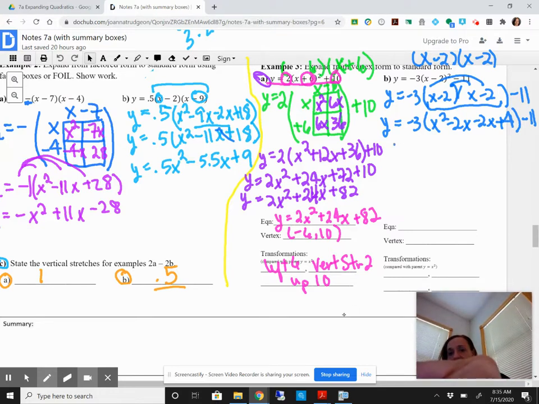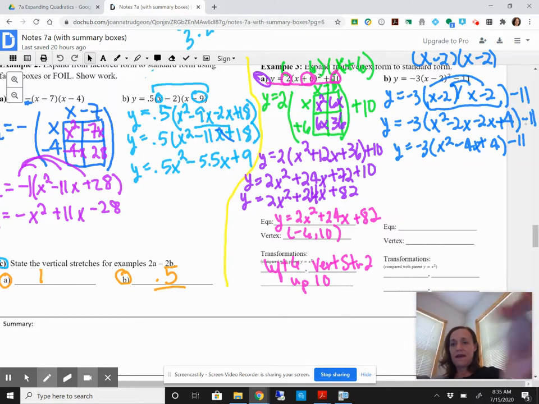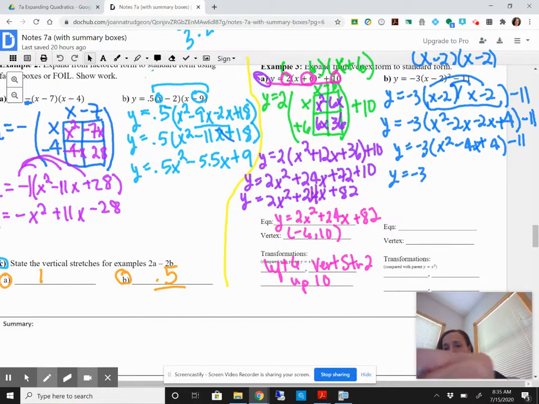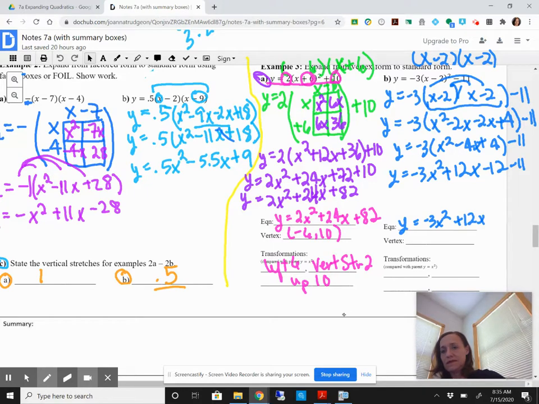Now I'm going to combine like terms inside those parentheses. So I get x squared minus 4x plus 4 minus 11. And now I'm ready to distribute my negative 3 only to the things in the parentheses. So negative 3x squared plus 12x minus 12 minus 11. And I'll write my equation down here. Y equals negative 3x squared plus 12x minus 33. Oops, that's not 33. It's 23. Haha. Minus 23.